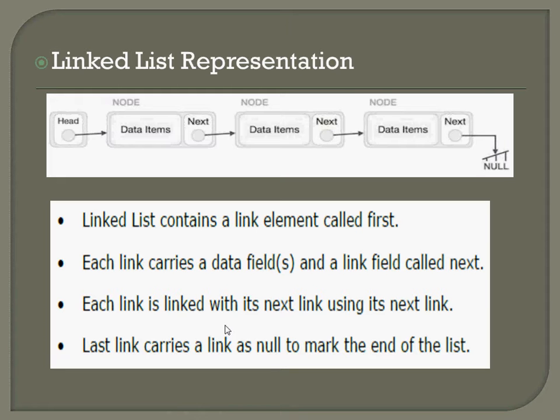Each link carries the data field and the link field called next. This is what is called the link field next. Each link is linked with the next link using the next link. The last link carries the link as null to mark the end of the list. The last link carries the null link. Why? Because it marks the end of the linked list.